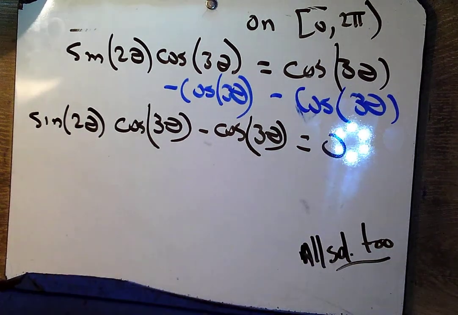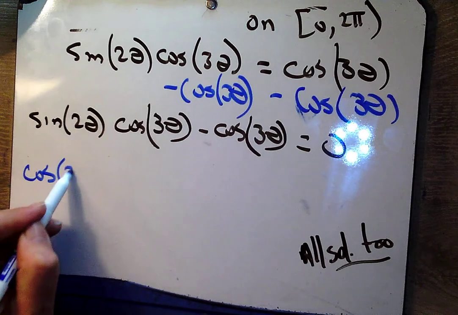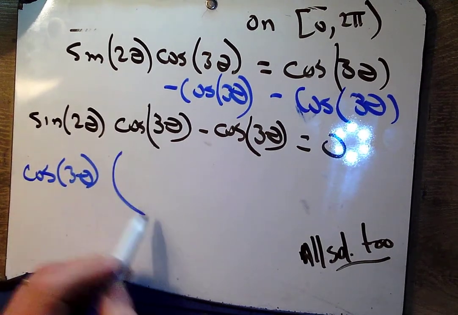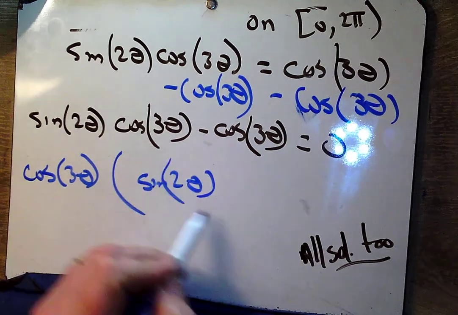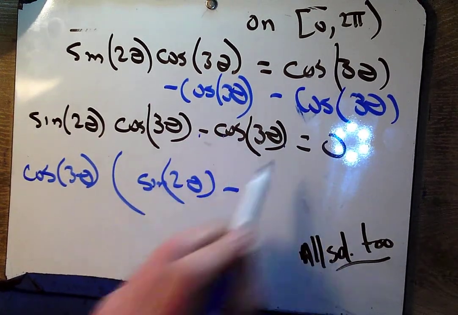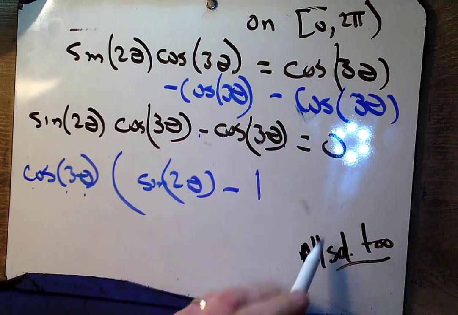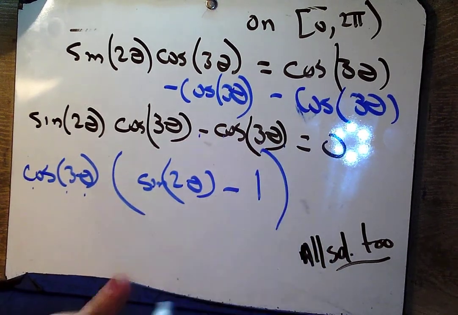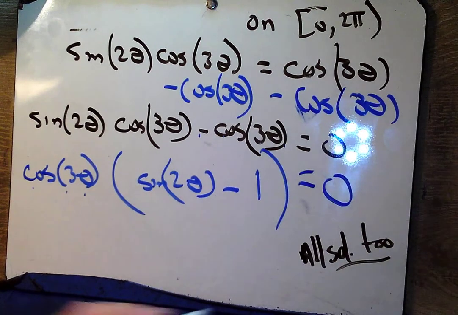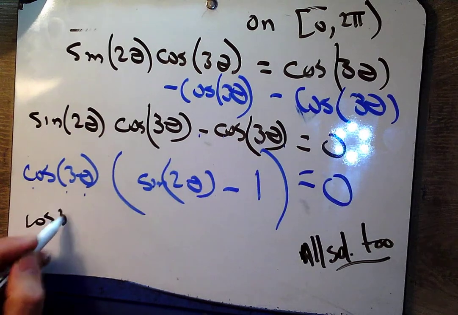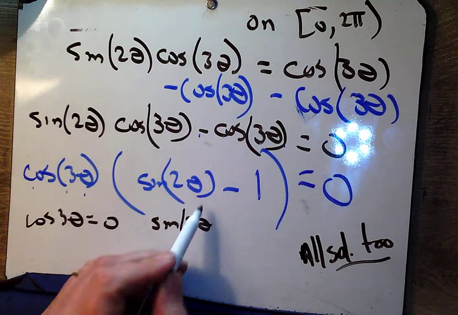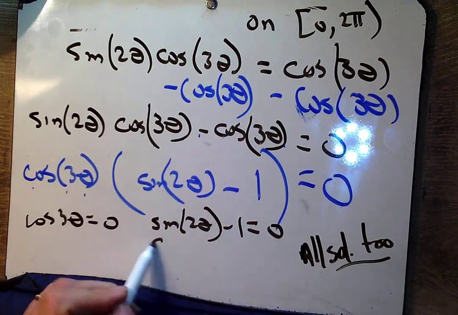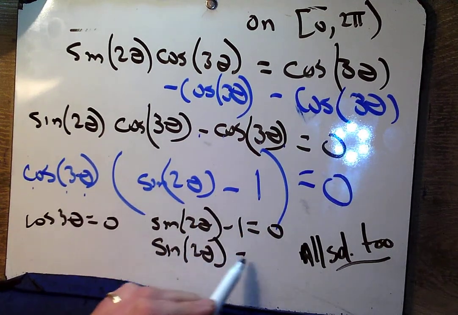Now we've got two terms, and we can factor out a cosine 3 theta. And what are we left with? Well, if we take this out, we still have that. Sine 2 theta minus cosine 3 theta divided by cosine 3 theta is 1. Many students still putting a 0 here. Okay, and now we set each factor equal to 0. I've got cosine 3 theta equals 0, and here sine 2 theta minus 1 equals 0. And that means that sine 2 theta is going to equal 1.